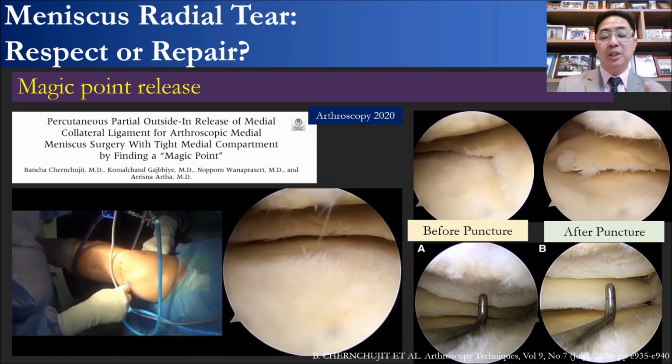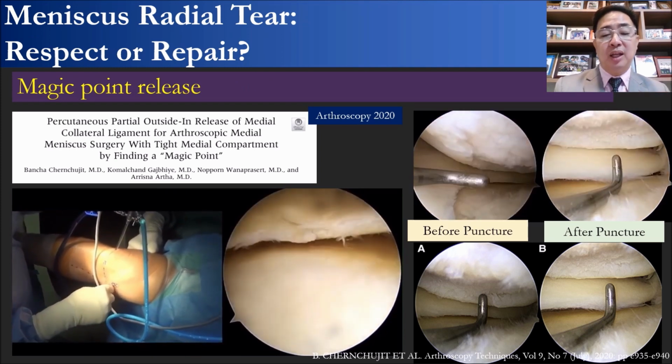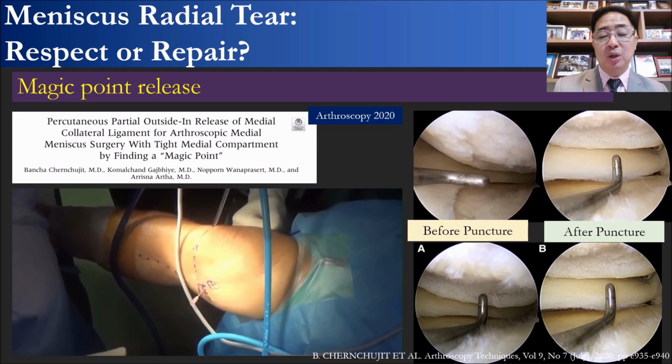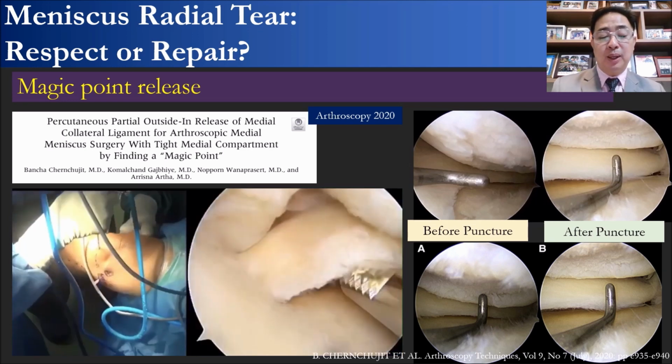So I think the surgical exposure is the key. I propose the technique we call magic point release. You can read this article in Arthroscopy in 2020. So the line draw from posterior cortex to the adductor tubercle, about 1.2 centimeters from the joint line. Use needle number 18. You can open the joint easily.